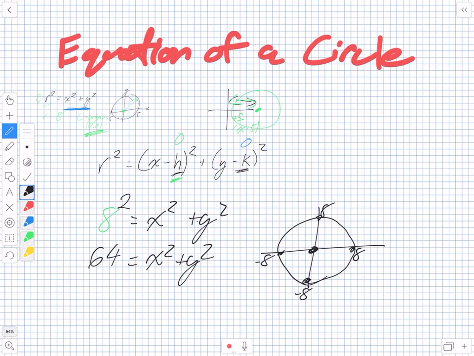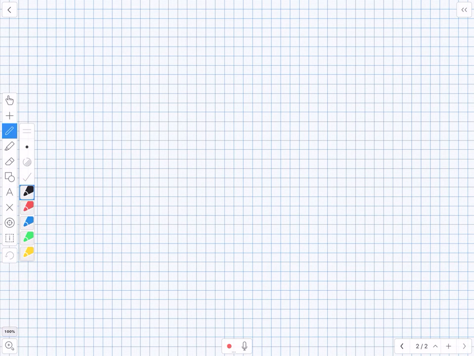Now, there's other ways they can describe this to you. Maybe they give you a point on the circle and ask you to find the equation. That's a pretty common way to do one of these. So let's start with our equation of a circle. Again, we have r squared is equal to x squared plus y squared. Let's say they tell you that this point of 3, 5 is on the circle. Okay, so here's a point along the circle.